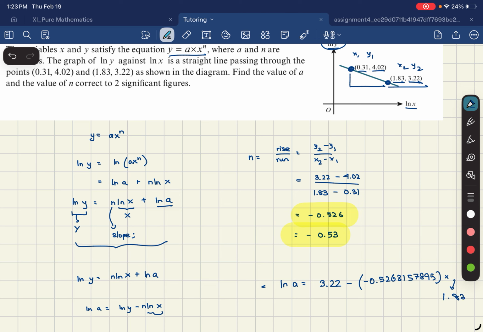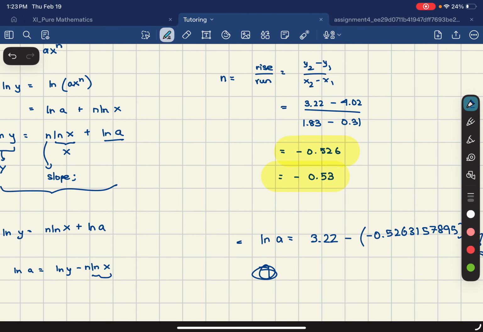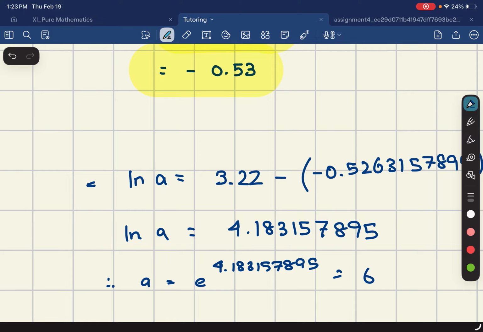So when I solve this equation, times 1.83, and then I subtract this from 3.22, I get my ln A. If you solve this equation, you get ln A is equal to 4.183157895. And therefore, A is going to be e to the power 4.183157895. And this gives me e to the power of my answer, which is 65.6.